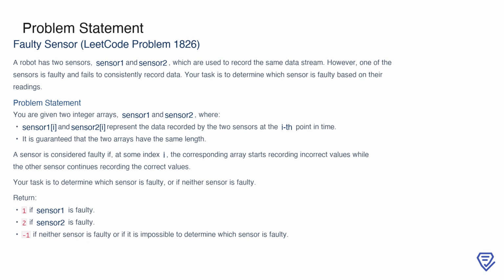Based on this, we need to determine whether sensor 1 is faulty, sensor 2 is faulty, or if it's impossible to tell. If sensor 1 is faulty, we return 1. If sensor 2 is faulty, we return 2. If neither sensor is faulty or it's indeterminate, we return -1.